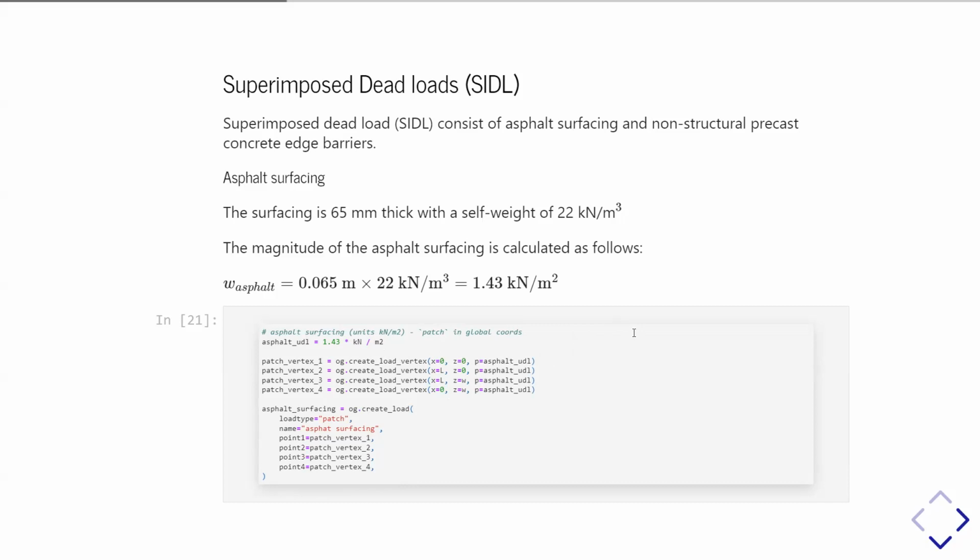So same thing, create load vertex, we create 4 because it's a patch load. We create load, patch load, name as for surfacing, 0.1 to 0.4, we assign them the vertices.